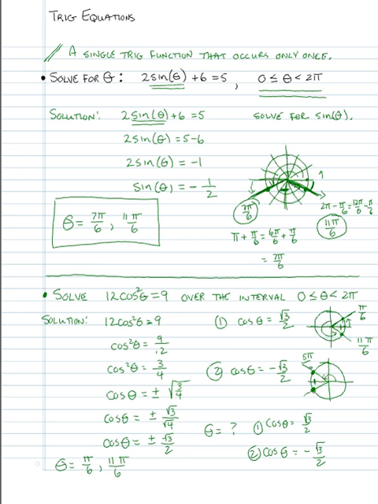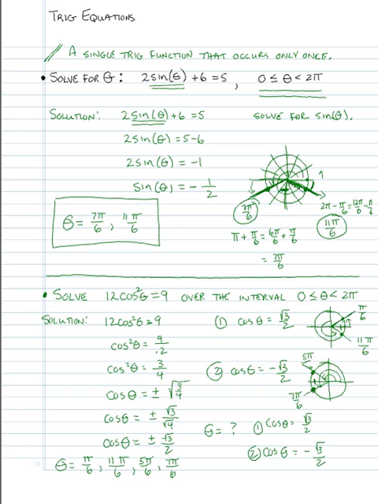Now, the angle we see here in the third quadrant is the angle we get by going to here, and that's pi over 6 more than pi. And pi over 6 more than pi is 7 pi over 6. So we have these two additional angles. In this case, the cosine of 5 pi over 6 is negative square root of 3 over 2, and the cosine of 7 pi over 6 is also negative square root of 3 over 2.